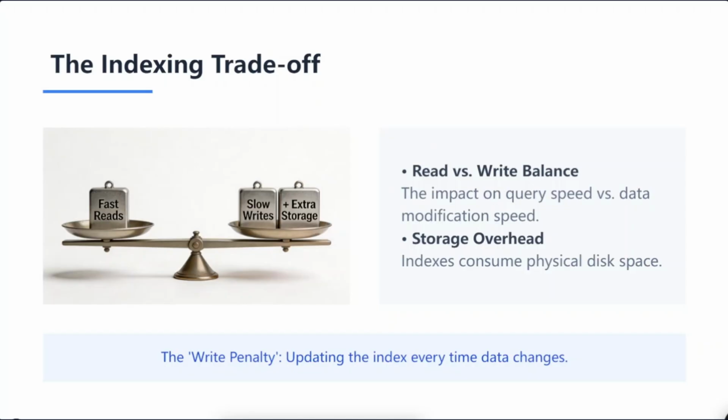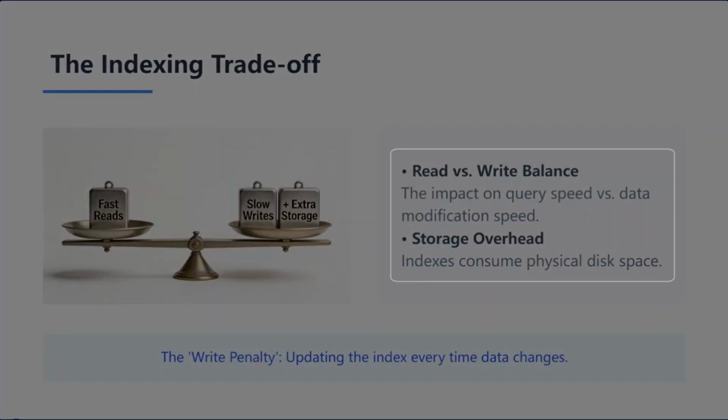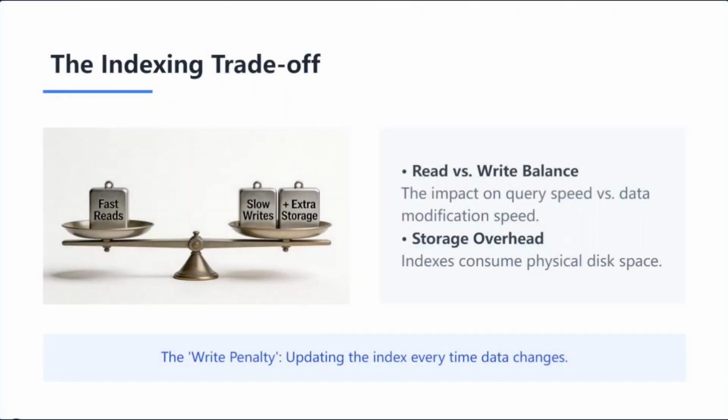Building on what we just covered regarding B-trees and hash maps, you might be tempted to index every single column to make every query lightning fast. However, in system design, we must always consider the trade-off. The first major trade-off is the balance between read and write performance. While an index drastically reduces the time it takes to find data, it adds overhead to any operation that changes data. Beyond performance, there's the physical cost. Every index is a separate structure that takes up disk space. If you're not careful, your indexes can eventually consume more storage than the actual data they are pointing to.